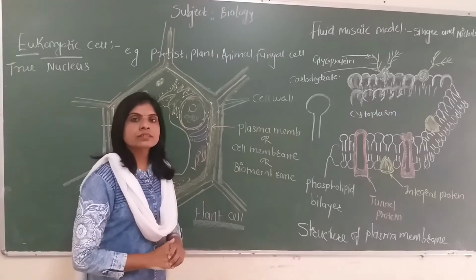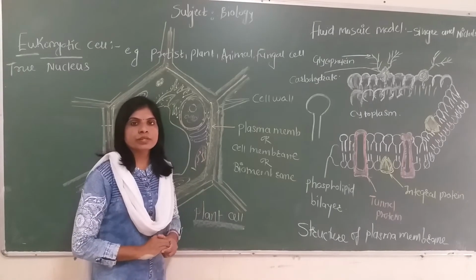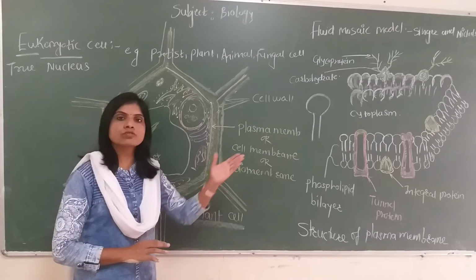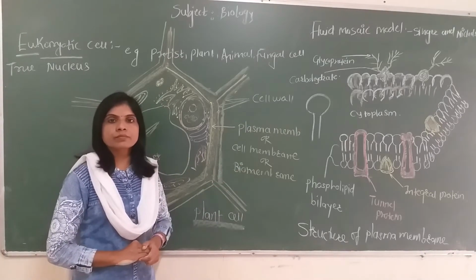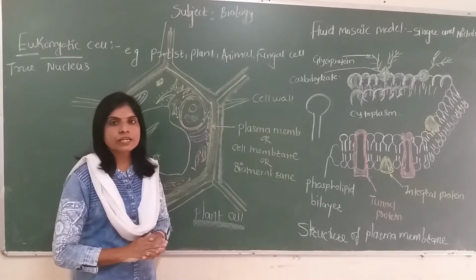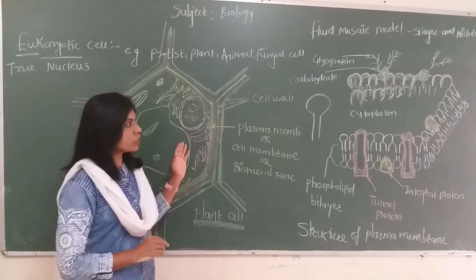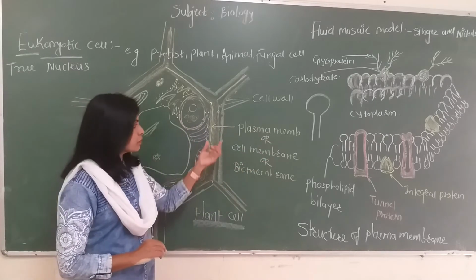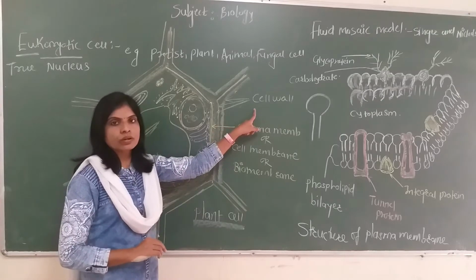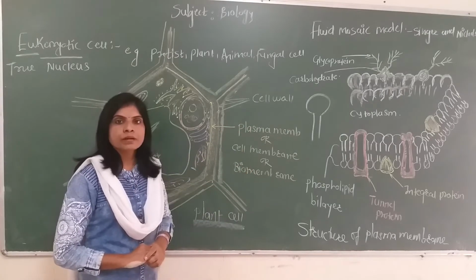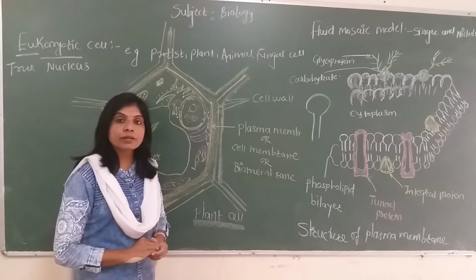Now we'll discuss the structure of the plasma membrane. The plasma membrane is a common membrane of all cells, from monerans to animals. In an animal cell, the outermost limiting membrane of the cytosol is the plasma membrane, whereas in monerans, protists, fungi and plants, the plasma membrane lies inside the cell wall. It is also called the cell membrane or biomembrane. The plasma membrane is a selectively permeable membrane.